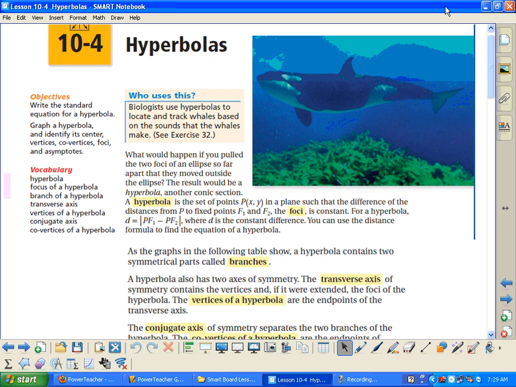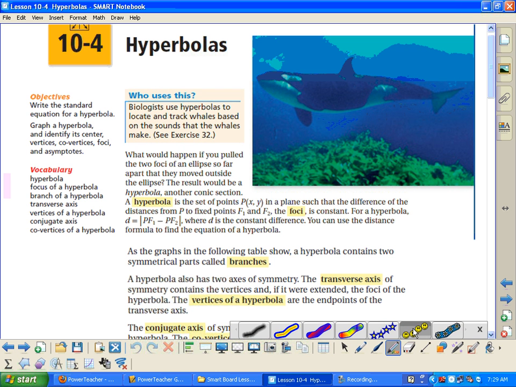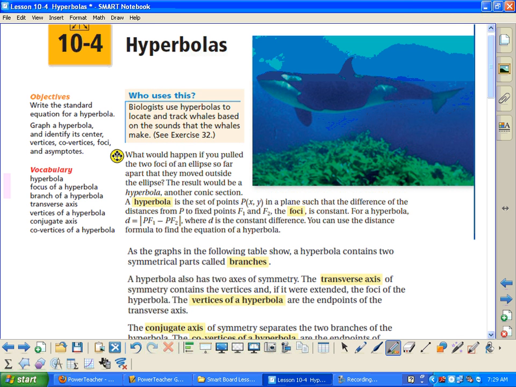For a hyperbola, we're looking at what would happen if you pulled the two foci of an ellipse so far apart that they moved outside the ellipse. The result of this would be a hyperbola. When we were talking about an ellipse, we defined it as a fixed distance where you added the distances to the foci together. But in the hyperbola it is the difference of the distances. And they show that right here.